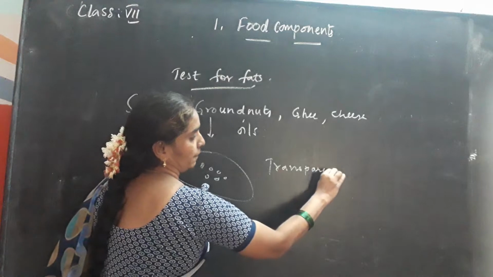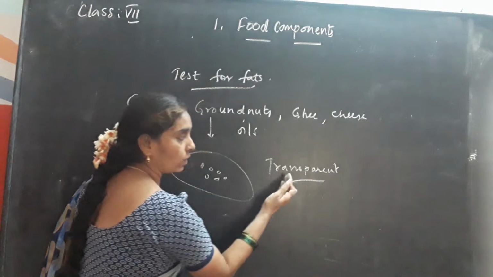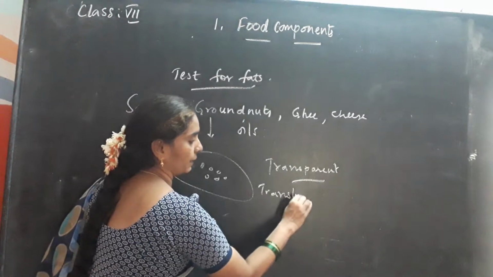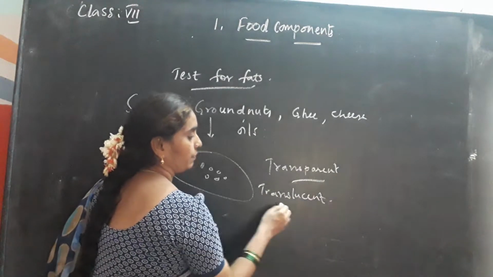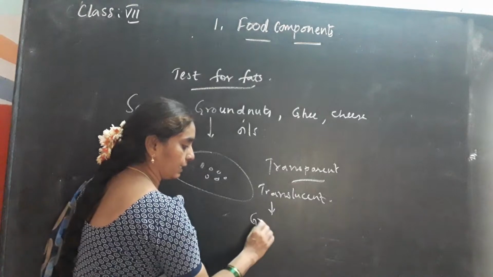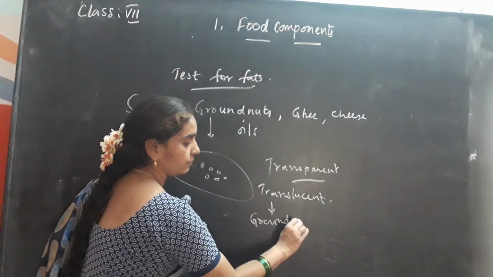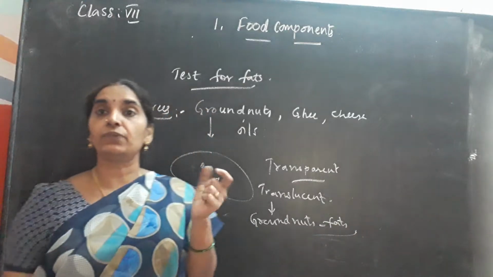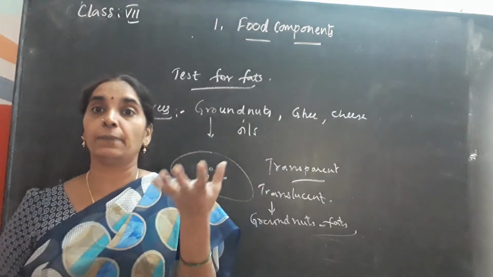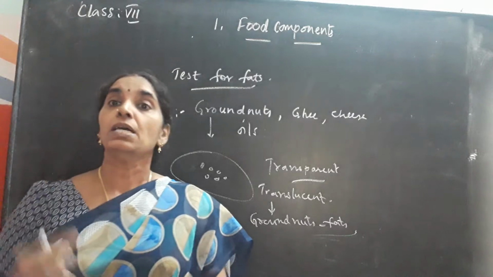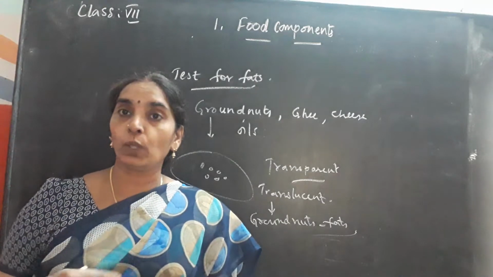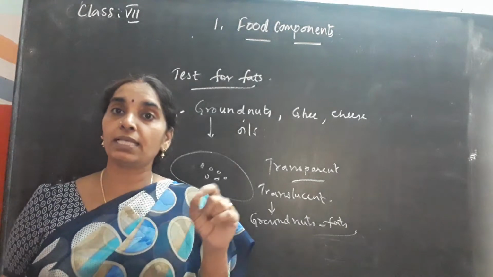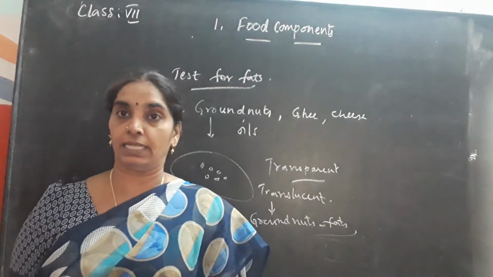You cannot see through it completely, but the translucent nature of the paper says that the groundnuts contain fats. Normally when you take foods like dosa, vada, etc. on a piece of paper, you can observe that oil is formed over the paper, and when you see that paper afterwards, you can see that it has turned translucent, isn't it?